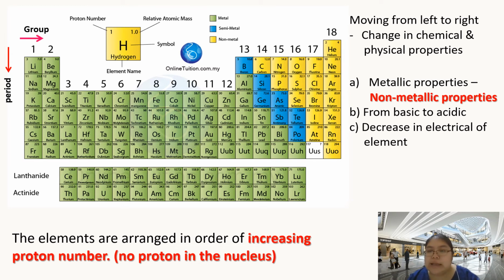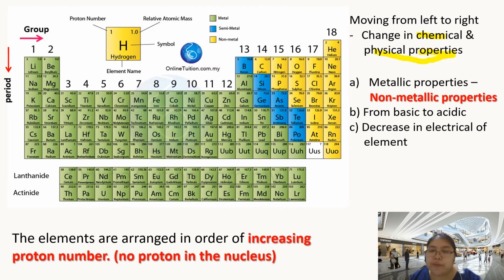So moving from left to right, they change by chemical properties and physical properties. Chemical properties means they go from metal to non-metal. Physical properties means the number. Can you see the proton number? The proton number keeps increasing: 1, 2, then 3, 4, 5, 6, 7, 8, 9, 10. So from here, metallic properties change to non-metallic properties.